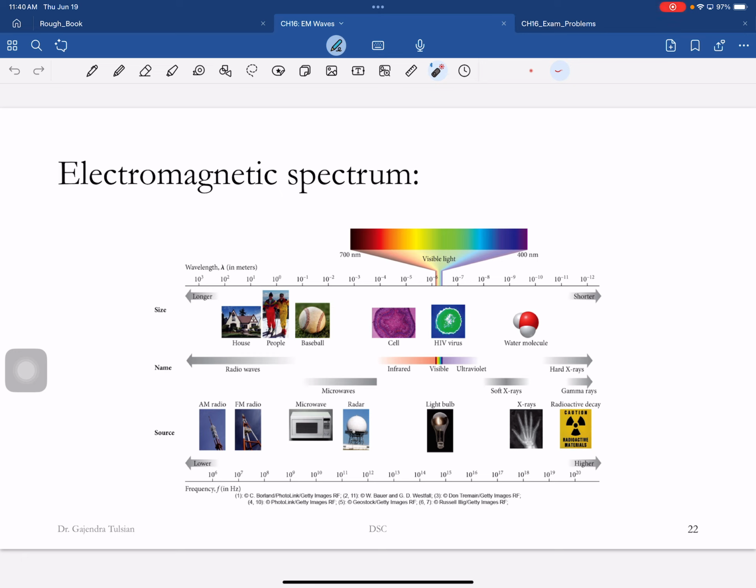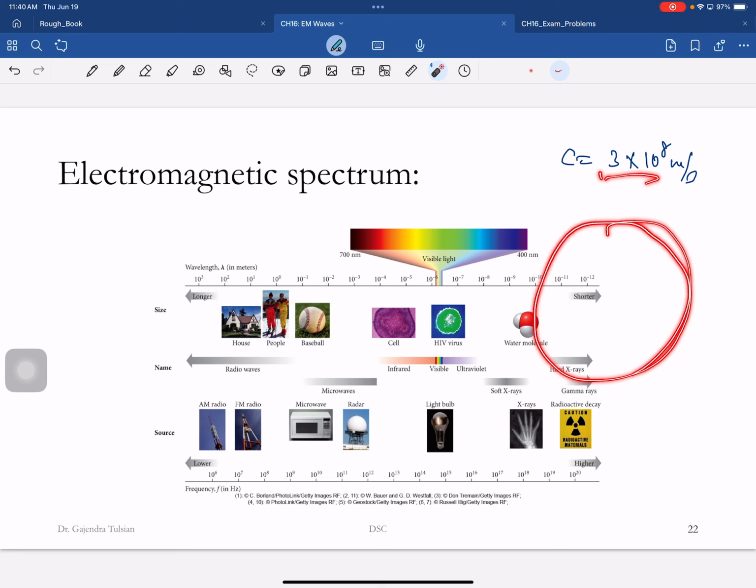Okay, so they all have the same nature. They all travel at the same speed in vacuum. Okay, and the speed at which they travel is denoted by c. It's 3 times 10 to the 8 meters per second. So light would travel around the earth roughly 10 times in 1 second.